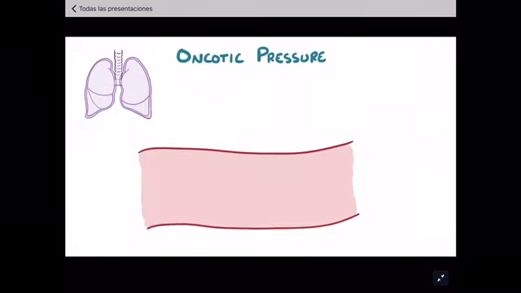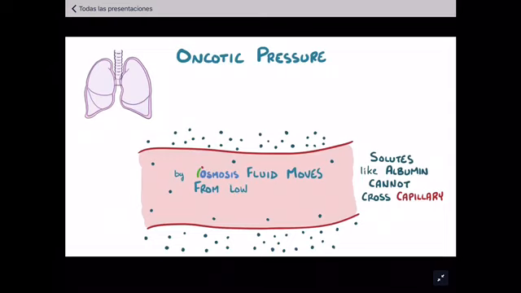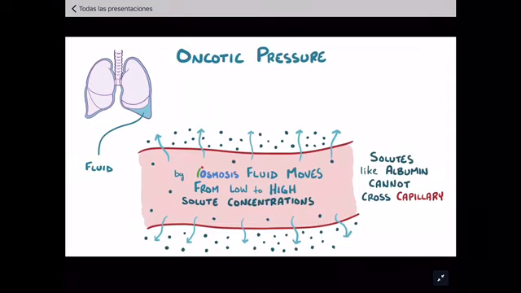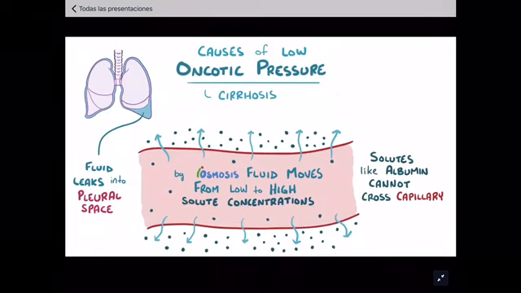Oncotic pressure results from the inability of solutes, like large proteins, for example albumin, to move across the capillary. By osmosis, I'm talking about the process, not the company, fluid moves from areas of low solute concentration to high solute concentration. Fluid therefore flows out of the capillaries and leaks into the pleural space when there's a decreased oncotic pressure in the blood vessels. Two causes of low oncotic pressure are cirrhosis, where the liver makes fewer proteins, and nephrotic syndrome, where proteins are lost in the urine.